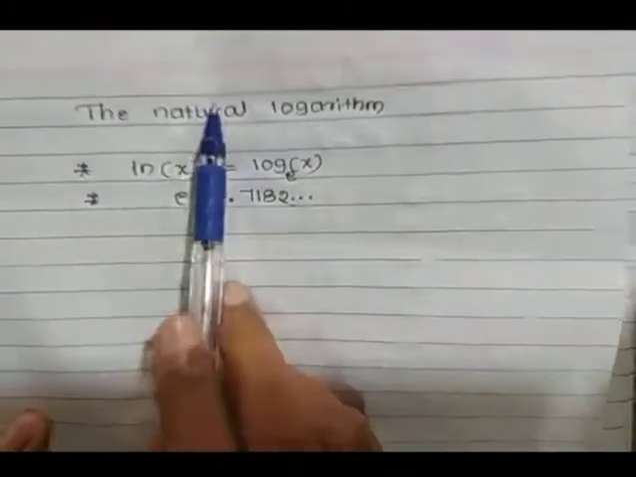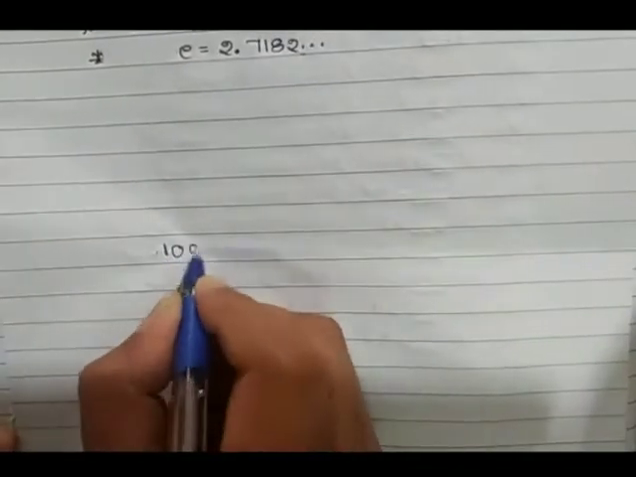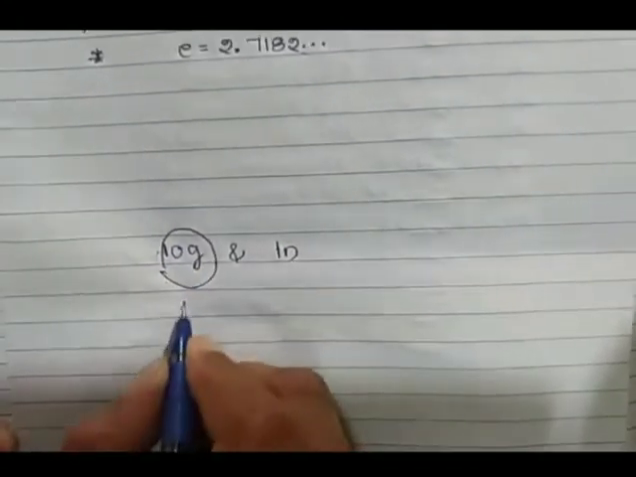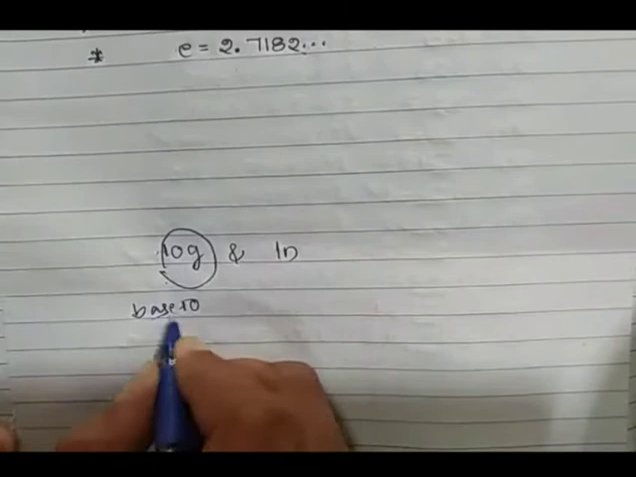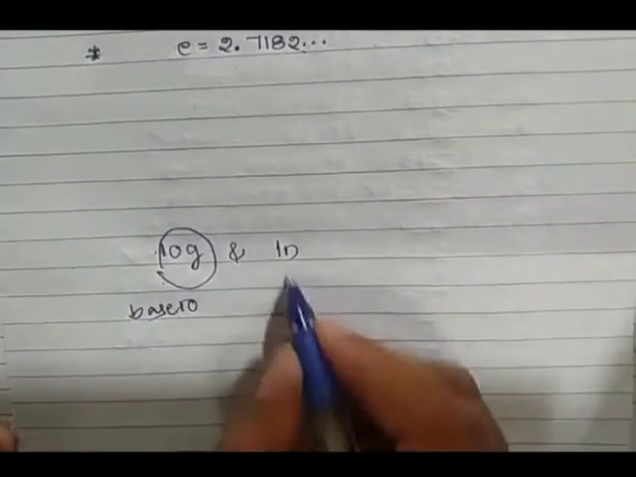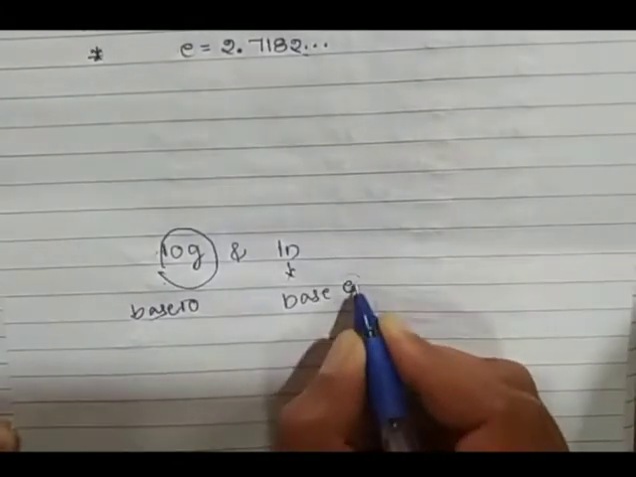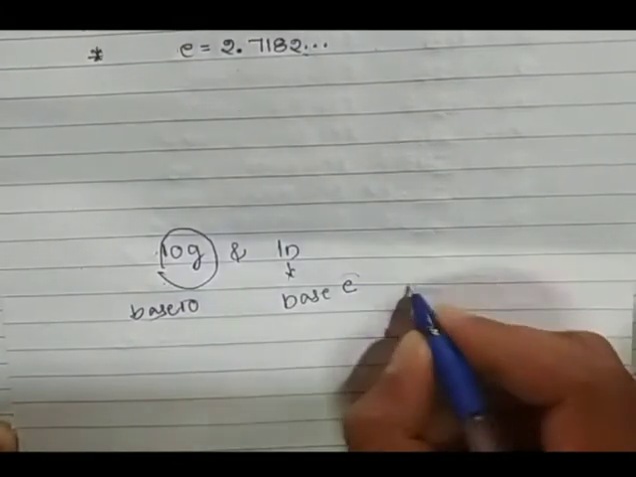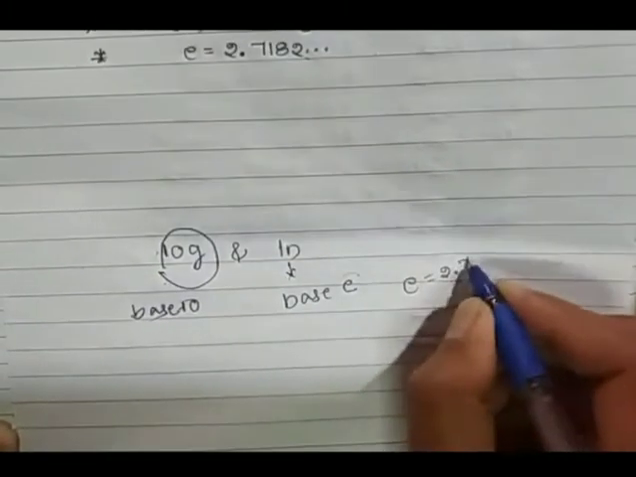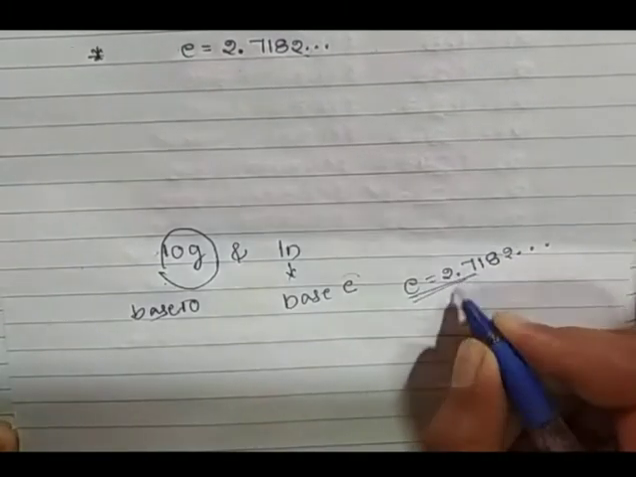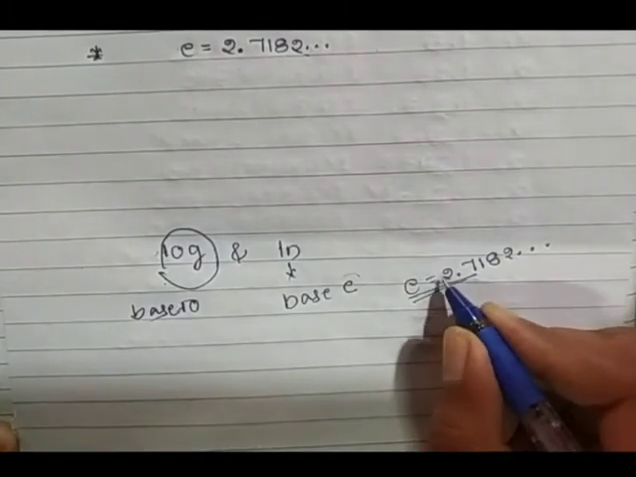See, there is a concept of natural logarithm. What is the difference between log and ln? See, this log is for base 10. Logarithm we define for base 10, and this ln we define for base e, where e is nothing but the exponential function, and this e value is 2.7182 and so on.